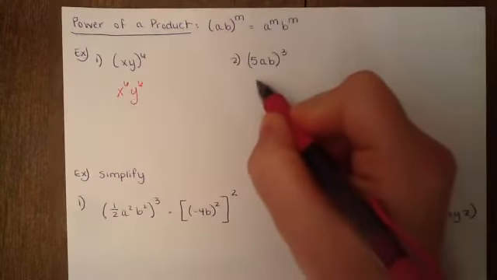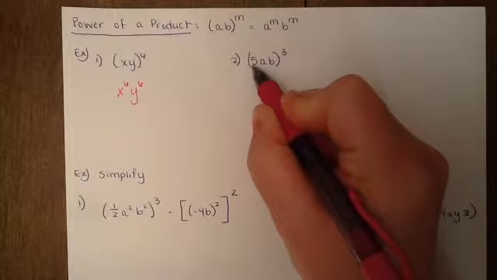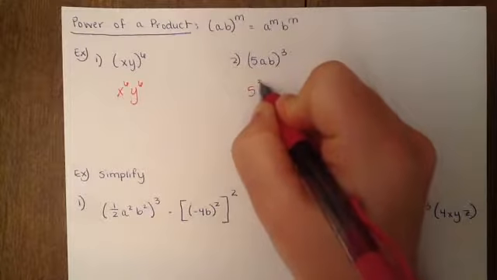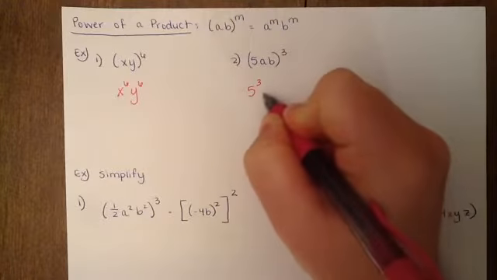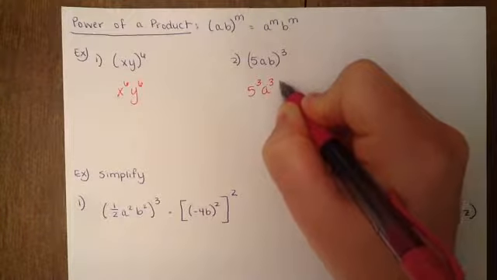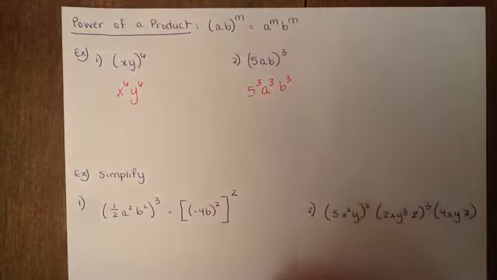Let's see how you did. How did you break this up? Each piece gets the 3rd power. So first one, 5 to the 3rd. And the next, a to the 3rd. And lastly, b to the 3rd.